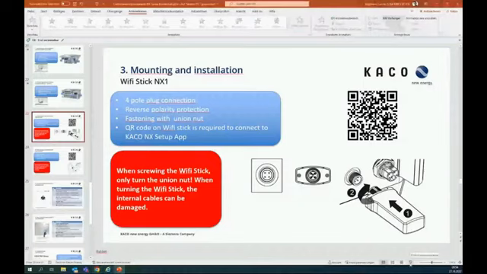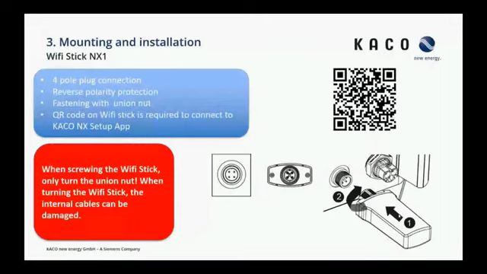Back to our presentation again. We can see now the Wi-Fi stick. We have differences between the Wi-Fi stick of the NX1 and NX3 inverters, but the Wi-Fi stick for all NX3 inverters is the same. We can see here for the NX1, we have a 4-pole plug connection. A reverse polarity is not possible because we have a small rabbit here on the top of the inverter.